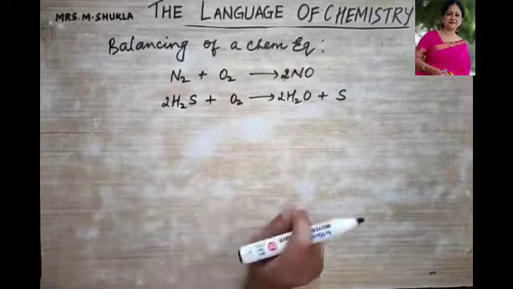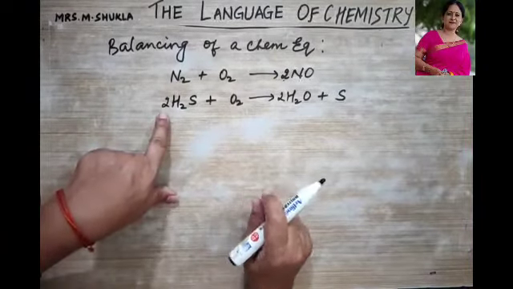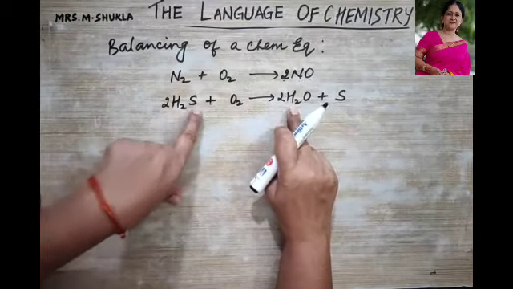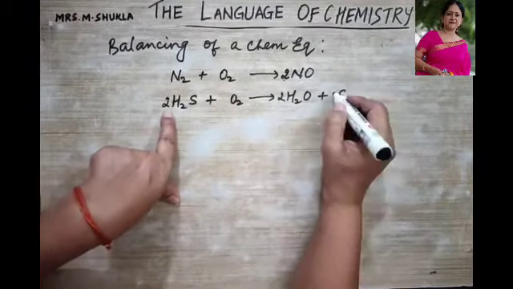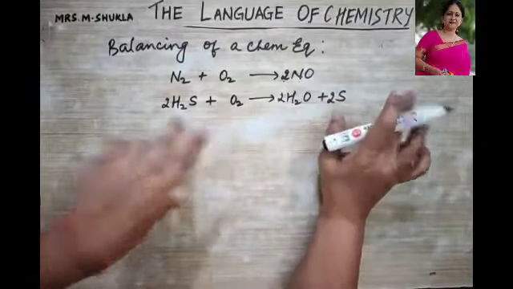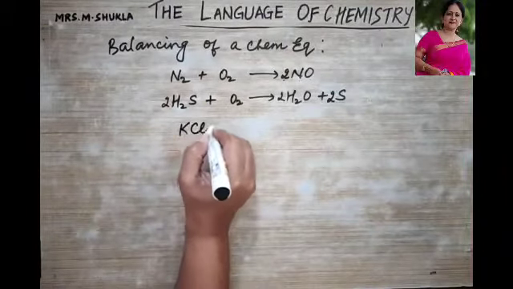So I write here 2. Now 2 to the 4 hydrogen, 2 to the 4 hydrogen. But how many sulfur now? 2. So write here 2. Oxygen how many? 2, 2. It is balanced. Followed? Take another one.